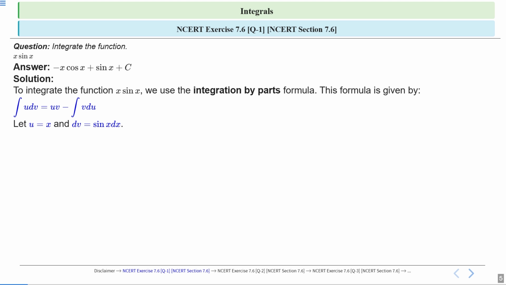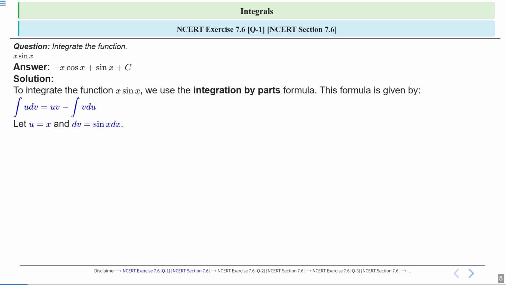So we choose x as u and sin x dx as dv. We choose by the rule that is called the ILATE rule. ILATE means I for inverse, L for logarithmic, A for algebraic, T for trigonometric, and at last E for exponential function. Since the algebraic function comes first, then trigonometric, we take x as u and sin x as dv.